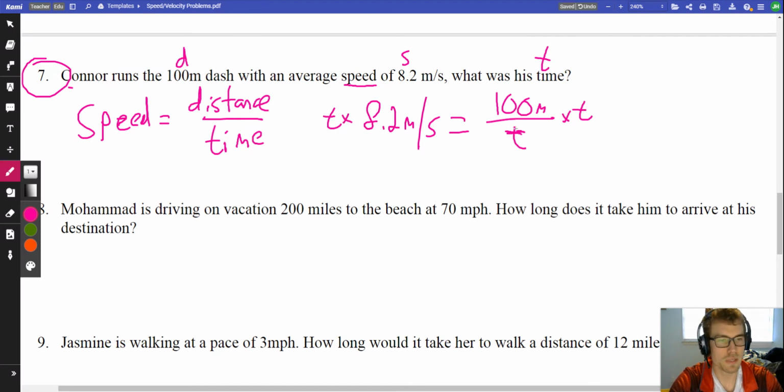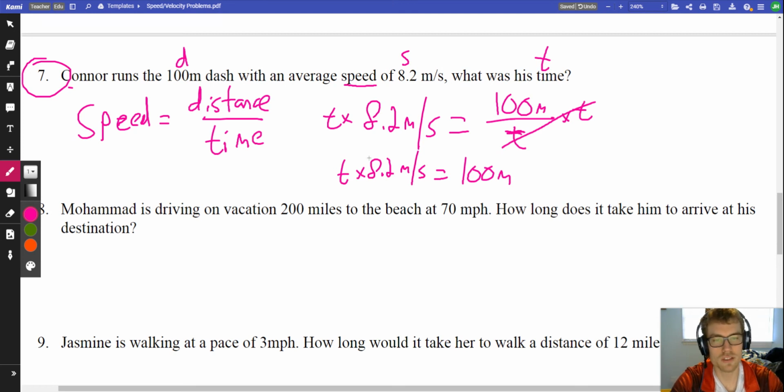Now, when we do this, because T is in the denominator here, these are going to cancel out. And so we're left with T times 8.2 meters per second is equal to 100 meters. So let me rewrite that so it's a little bit cleaner. We have T times 8.2 meters per second is equal to 100 meters. Okay. So what's our next step?